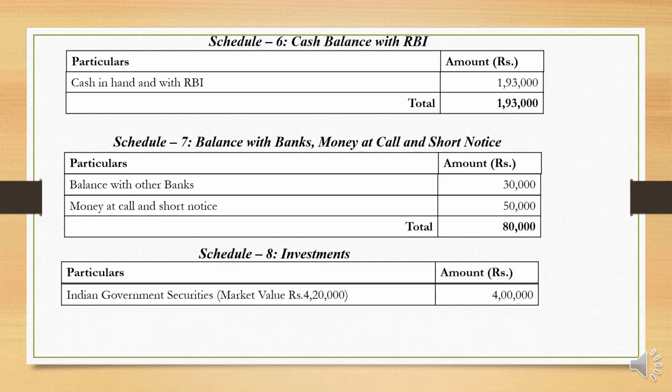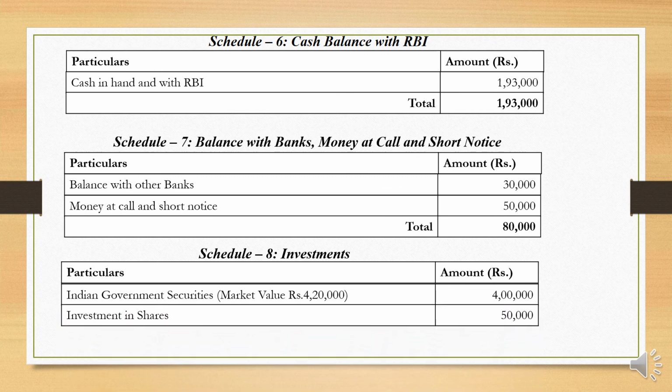Next, schedule number 8, investment. Here we have Indian government security investment whose market value is 4,20,000 and the book value is 4 lakh only. So we have to write only the book value. Market value is supposed to be shown in the bracket like this. Then investment in shares 50,000. There are no other types of investment, so the schedule number 8 total is 4,50,000.